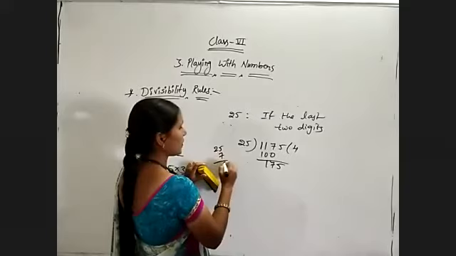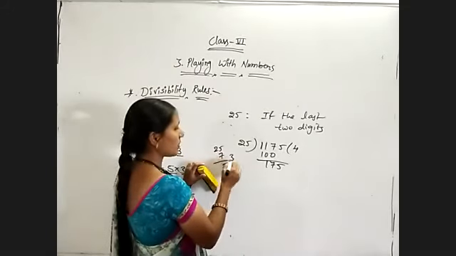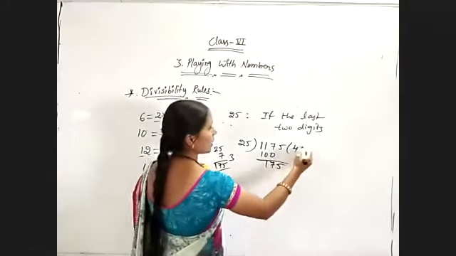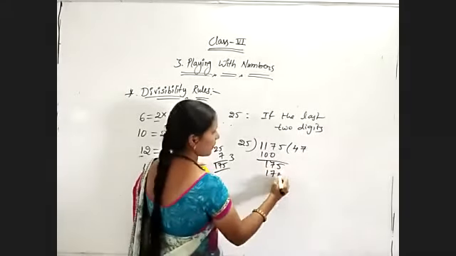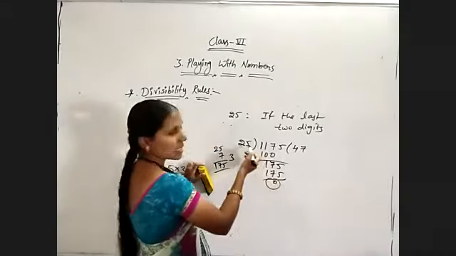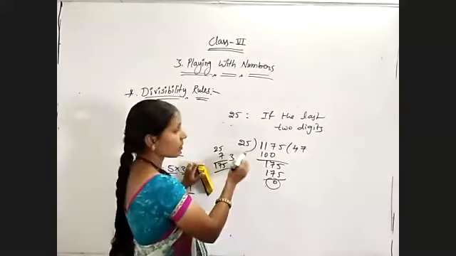25 sevens are 7 fives are 35, 7 twos are 14 plus 3 is 17. So 25 sevens are 175. Remainder is equal to 0. Just observe, the complete number is divisible by 25 or not.